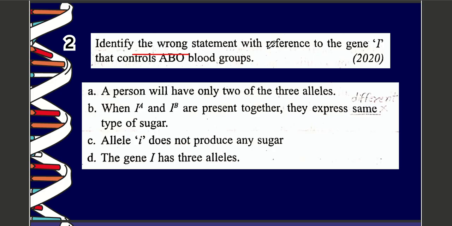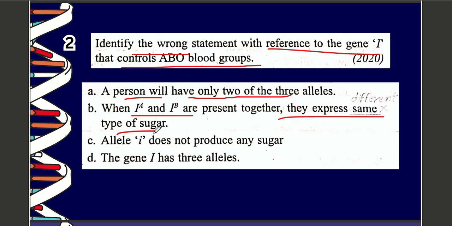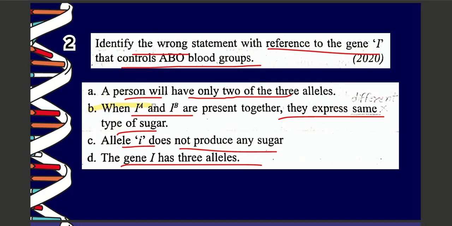Question number 2. Identify the wrong statement with reference to the gene I that controls ABO blood group. Options are A. Person will have only two of the three alleles. B. When IA and IB are present together, they express same type of sugar. C. Allele i does not produce any sugar. D. The gene I has three alleles. The correct option is option number B. When IA and IB are present together, they express same type of sugar. This is a wrong statement because here they express different types of sugar.